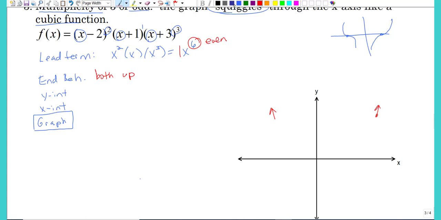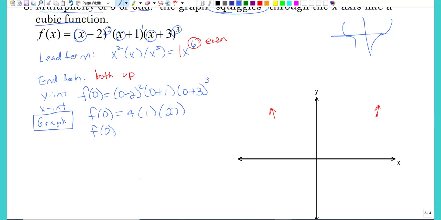Okay, the y-intercept: we're going to evaluate the function at 0. So we have 4 times 1 times 27. And I think that's 108. So somewhere way up here, we have 108.